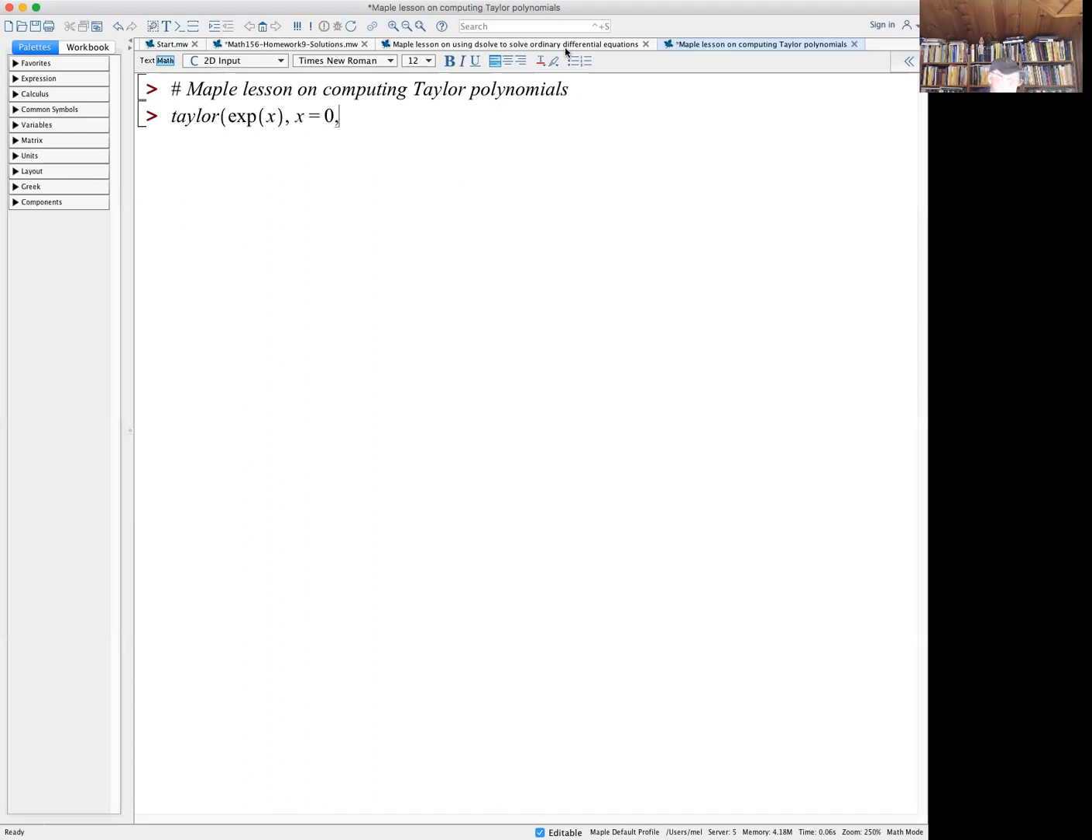And if you want, let's say, the first 4 terms of the Taylor polynomial, you have to put in the number 5, 1 greater, because you'll get an error term as well. So this is like this miraculous formula. e to the x, when you look at its Taylor polynomial of degree 4, it's this 4th degree polynomial, and this is the error term. So order x to the 5th.